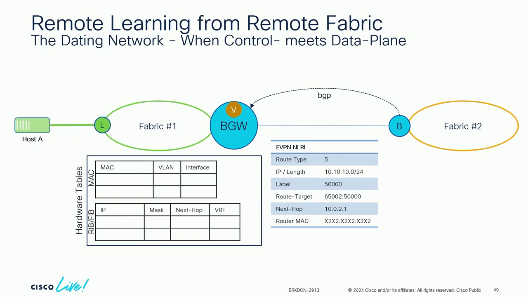We have a next hop. Who is the next hop? The remote border gateway. So it's not the originator, not the leaf who sends it, it's the other border gateway that sends me that next hop. And again, remember when I said from the very beginning, BGP next hop behavior becomes very, very crucial in what we're doing here. The last one is the router MAC.